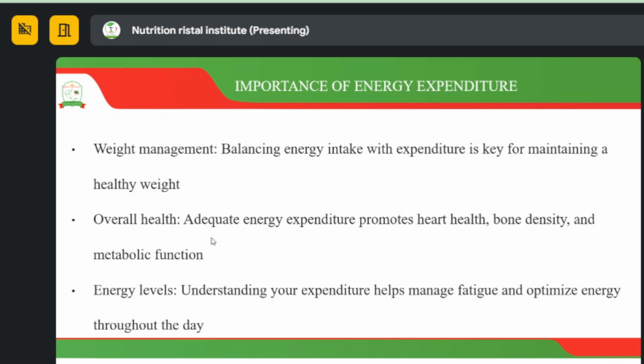Then you have to understand energy levels. Understanding your expenditure helps manage fatigue and optimize energy throughout the day. There are instances where you feel like your energy has gone so low. If you understand energy expenditure, you can really manage fatigue. Say you're an athlete with a tournament or a marathon in one week's time. There's what you call carbohydrate loading. You understand that you're going to have this activity and it is going to use your energy, so you start carbohydrate loading. I urge you to go and look up what carbohydrate loading is. This will help you so that when the time comes, you have the energy, can manage your fatigue, and can optimize your energy throughout your activities, because a marathon is a very energy-demanding activity.